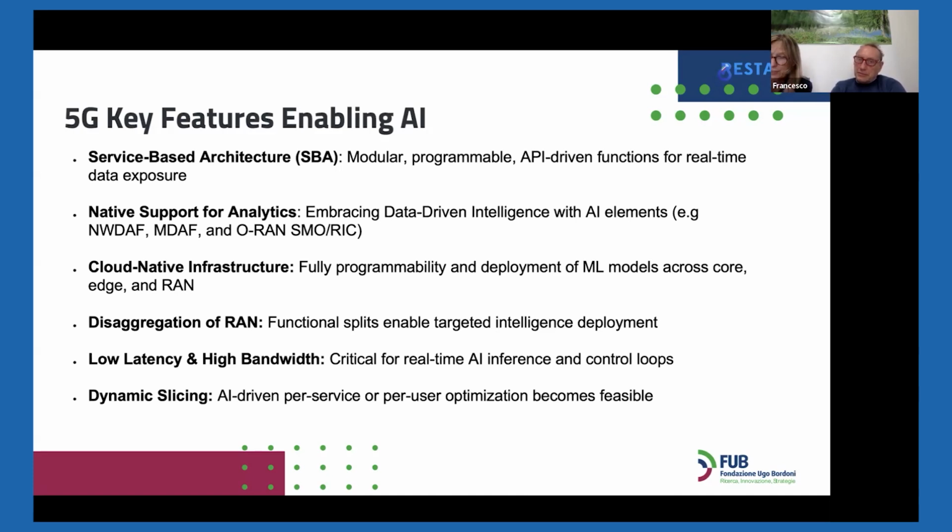The third key feature is the adoption of a cloud-native infrastructure. So deploying artificial intelligence and machine learning models, not only in the core of the network, but also on the edge and in the RAN, really enables full programmability across the different domains. And this ensures that the network can adapt in real time to varying conditions and different service demands.